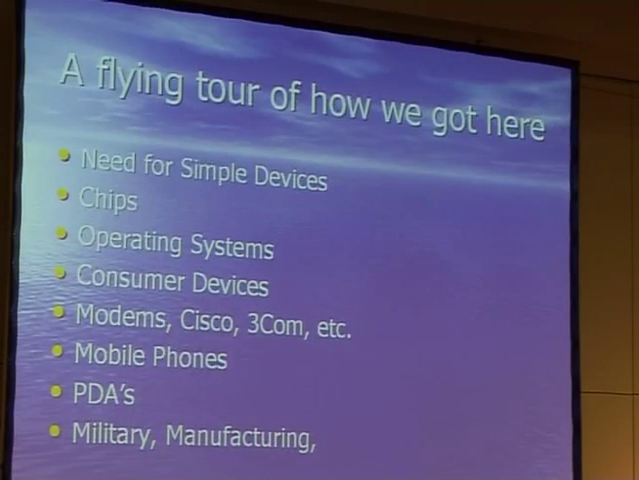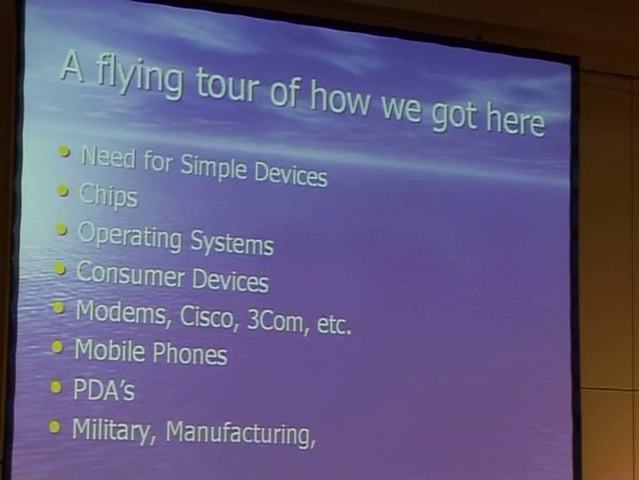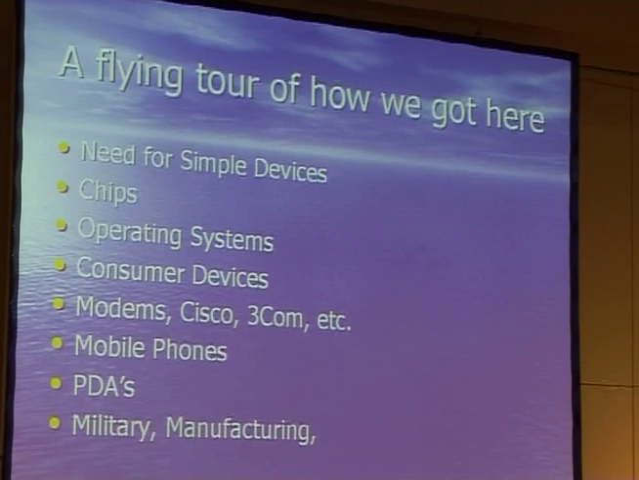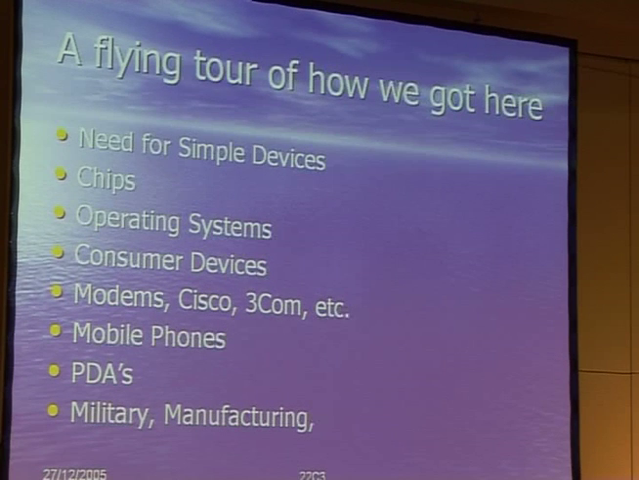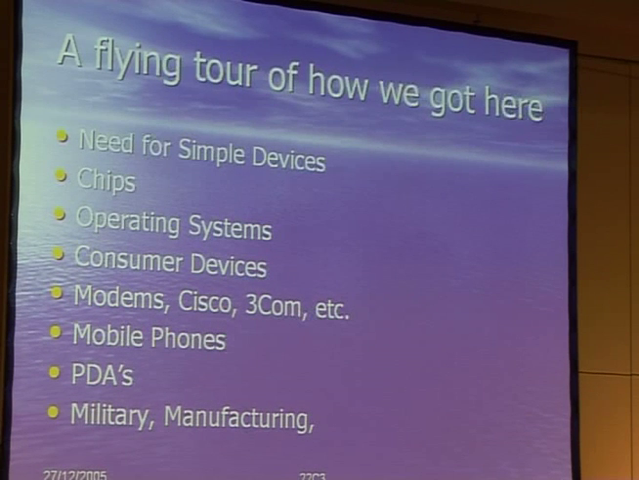A flying tour of how we got there. Basically, the need for simple devices. I'm going to fly through some of this, I want to get to the latter stuff. Need for simple devices: the chips have got better and better. Operating systems have basically expanded, and you've got far more operating systems for embedded devices today than you've ever had in the past. And they've been growing and growing. Consumer devices, our lust for consumer devices, companies making modems, companies like Cisco, 3Com and so on, they've basically helped to get to where we are.